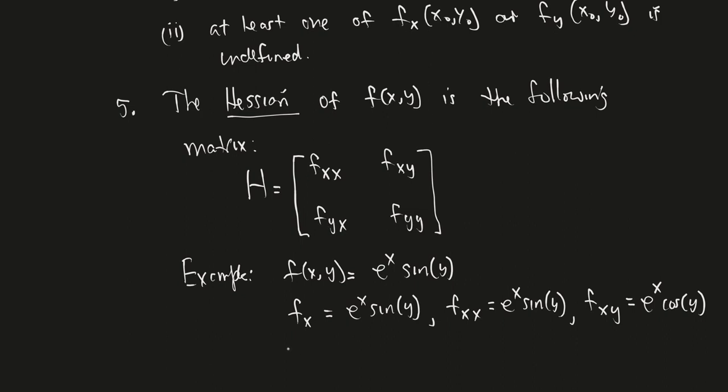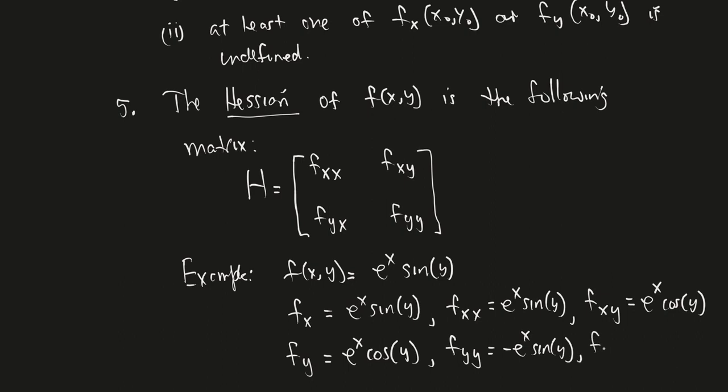So let's now do the y's. So f sub y, e to the x is treated as a constant. Derivative of the sine of y is cosine of y. So e to the x cosine of y. Then let's do our fyy, not the mixed one. Differentiating this with respect to y again is going to give us negative e to the x sine of y, because the derivative of cosine is negative sine. So negative e to the x sine of y.